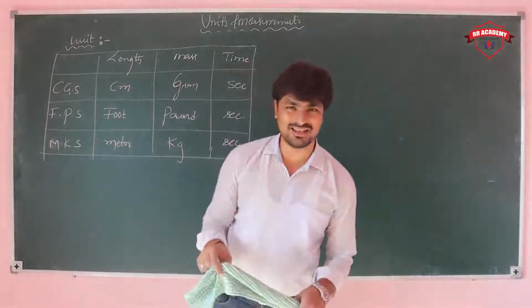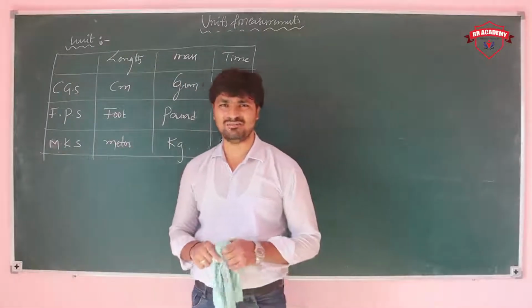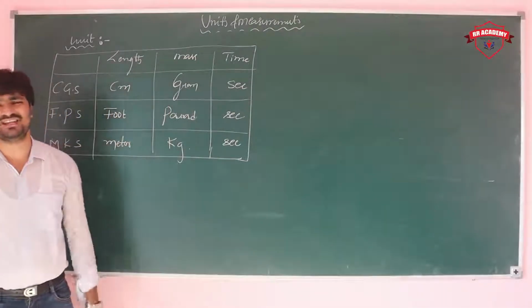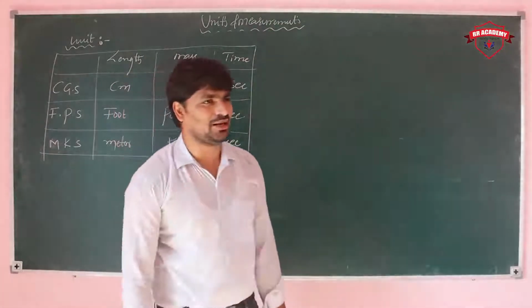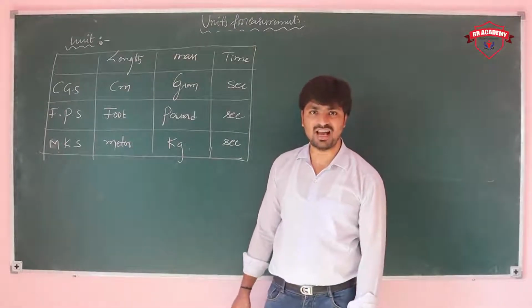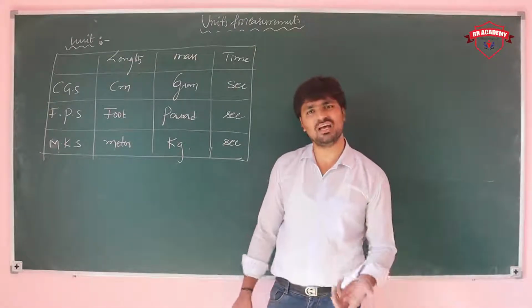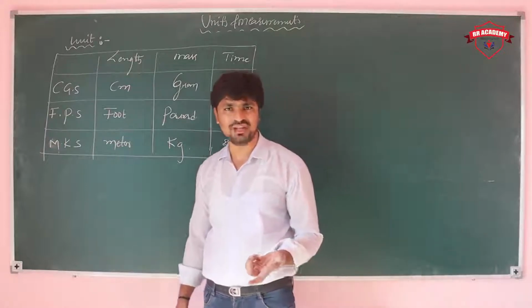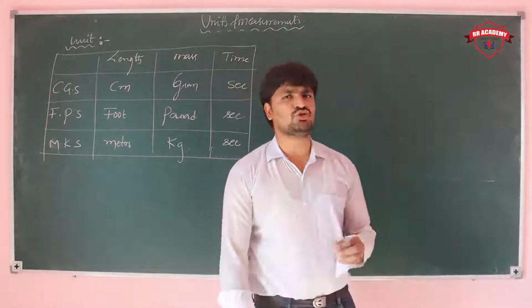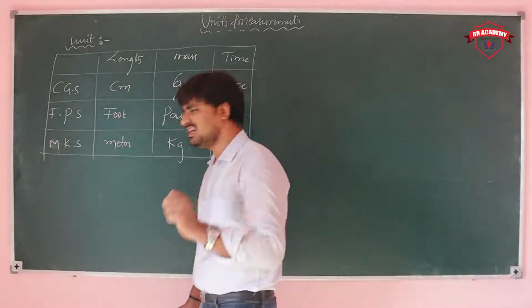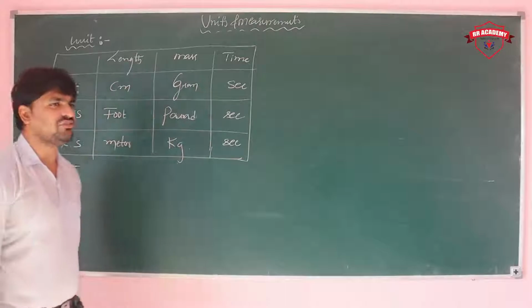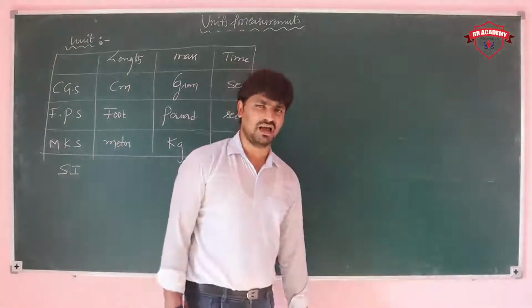But one more system is there, that is the SI system, the system of international units. What is the purpose of this? Generally if we go to Britain, they are measuring masses in pounds, and at the same time in India we are using kilograms. So different countries are using different units. Then internationally they need to use one particular system of units. That's SI, the system of international units, which is similar to the MKS system.